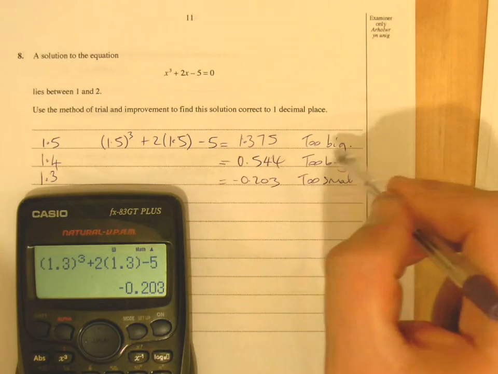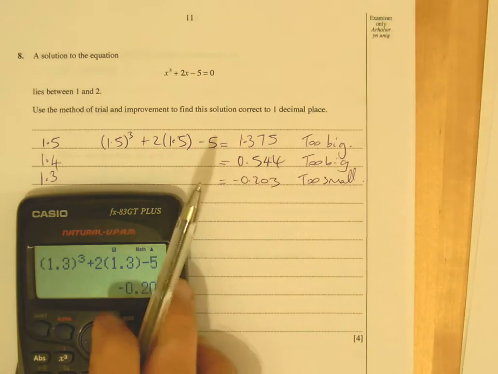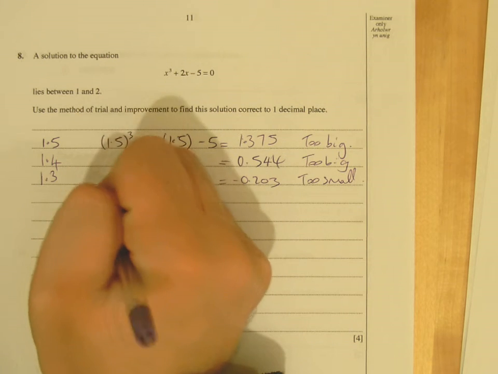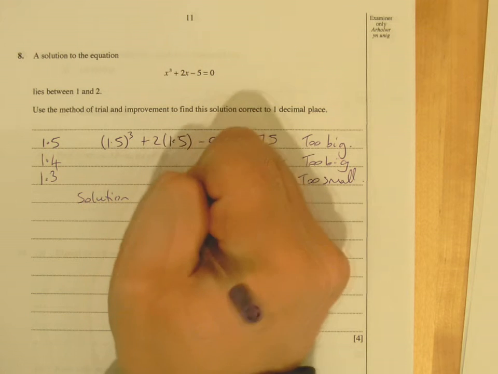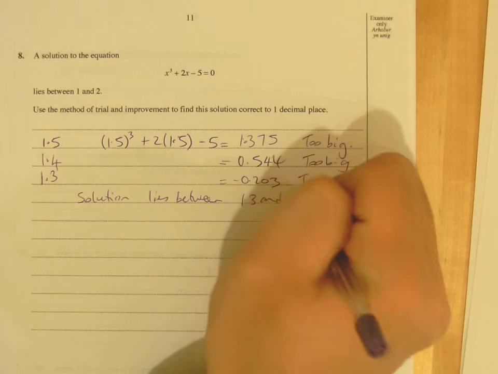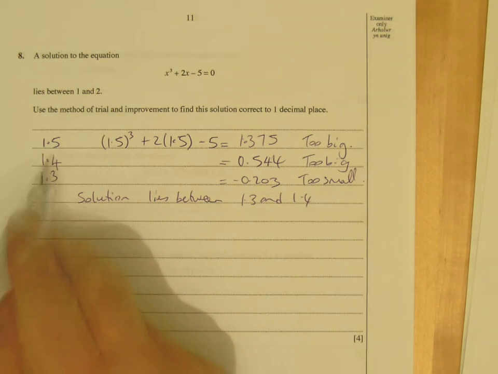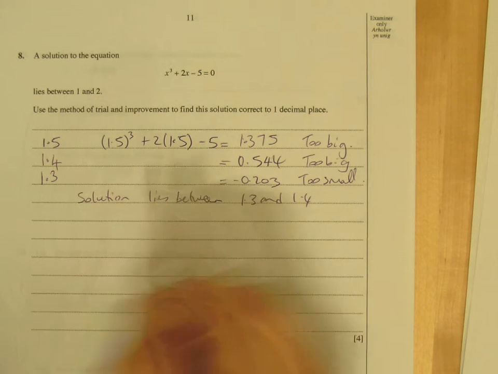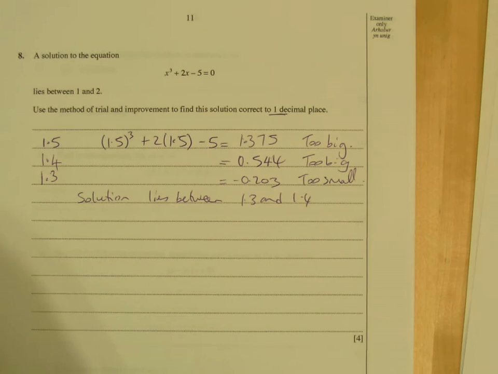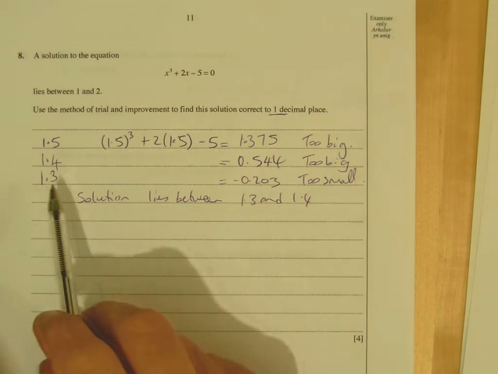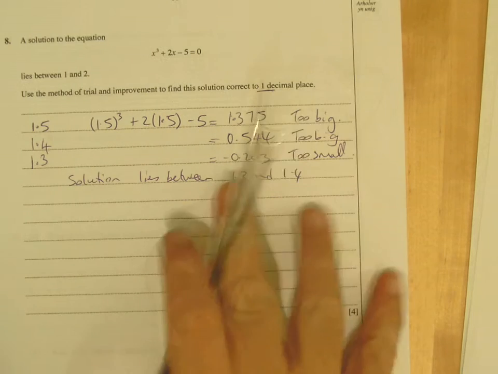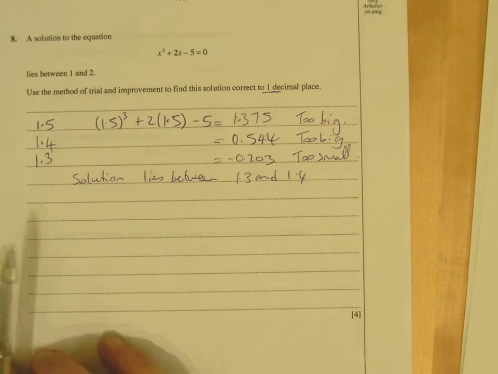So 1.4 is too big, 1.3 is too small, so basically we should say that the solution lies between 1.3 and 1.4. Okay, 1.3 is too small, 1.4 is too big, so it's somewhere between them. But we have to decide, look, which is it closest to? Okay, because they want the answer correct to one decimal place. So what's it closest to? Is it closer to this or is it closer to that? Up until now we've got 2 marks, okay, 2 out of the 4.